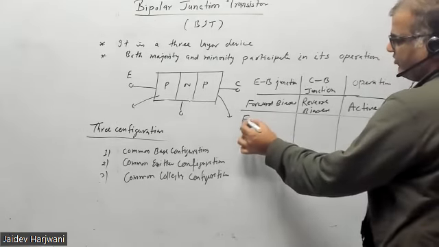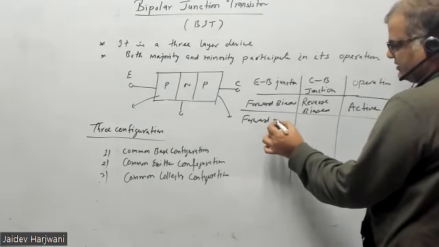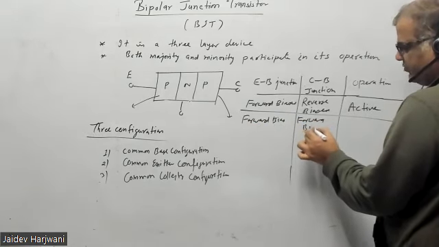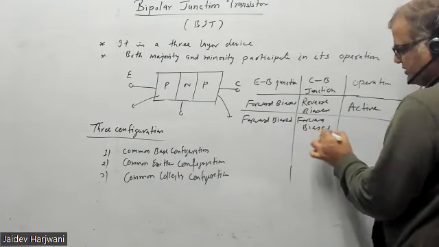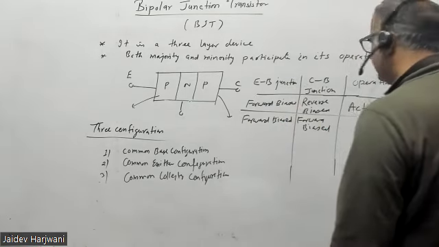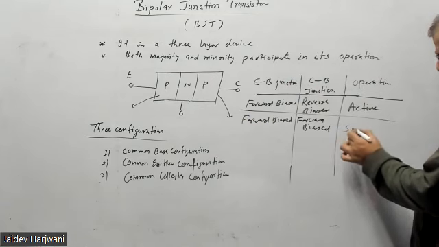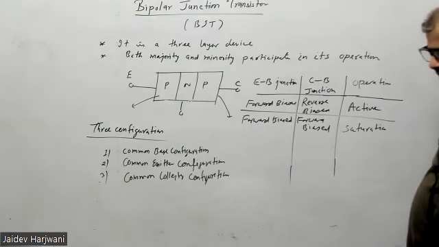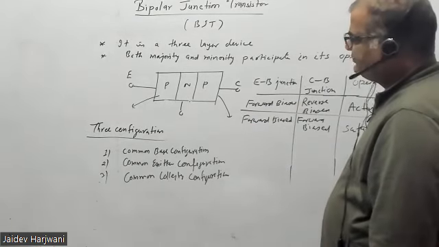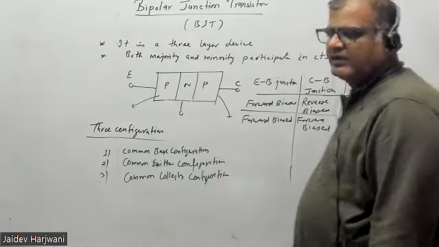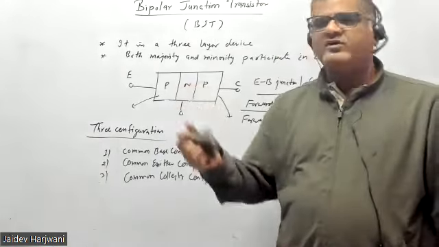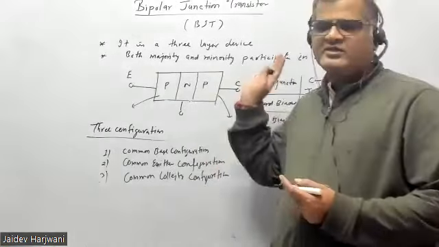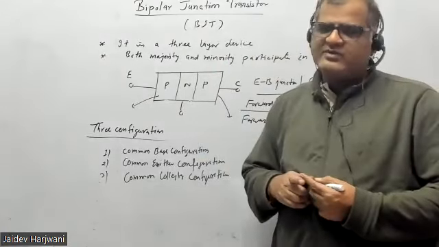If I apply both forward bias, both junctions forward biased, then this is basically saturation. Saturation means it's just like a resistance. Resistance means if you increase the voltage, current will increase. So current is not controlled. So output current is not controlled by input current. That is the meaning of saturation.